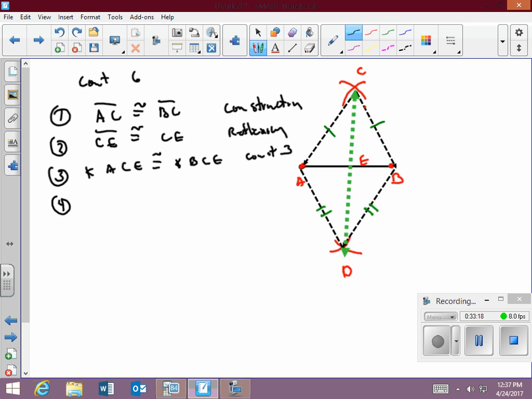And triangle AEC is congruent to triangle BEC, and that's side angle side. Oh, I should have said, no, I did. I got CE and CE. Side angle side. Now, AE is congruent to BE, corresponding parts of congruent triangles.